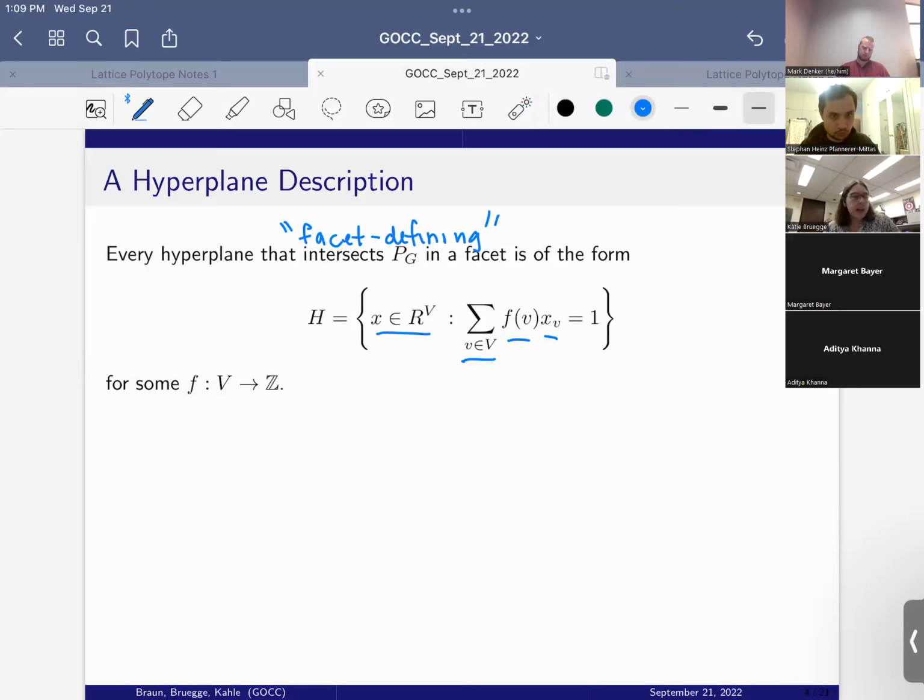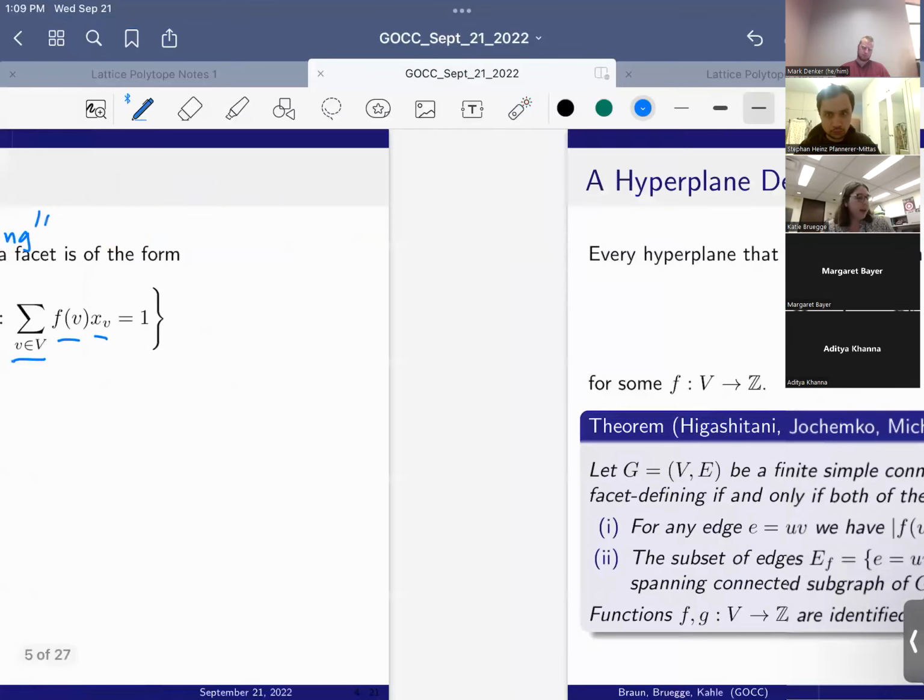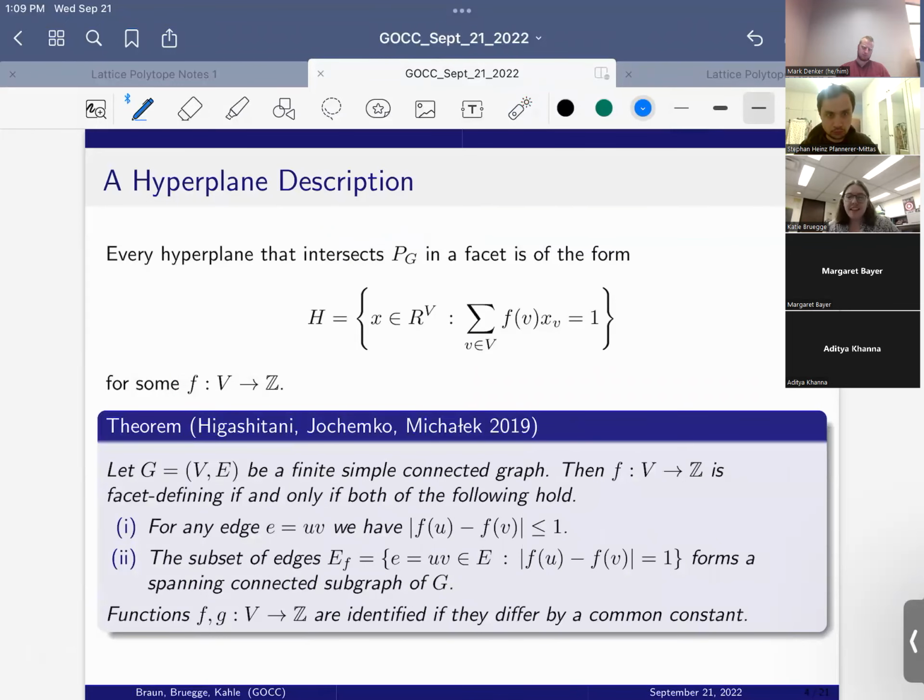So we actually can have a description of which functions these are, and that was given by Higashitani, Yahemko, and Michalek in 2019. They told us which of these integer labelings actually give us facet supporting hyperplanes. So if G is a finite simple connected graph, then a function f is facet defining if two conditions hold, and it's an if and only if.